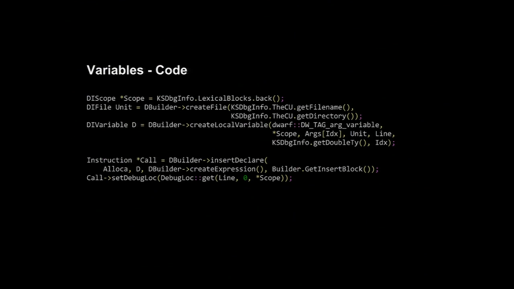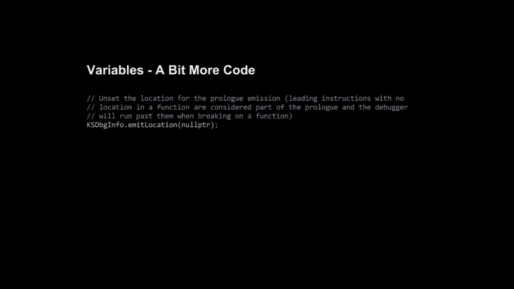IR that says, hey, I'm building over here. Please actually insert this declare instruction into the IR. So at this, and then set a debug lock on it for reasons of trying to keep things together. So there's a bit more code, though, for it.